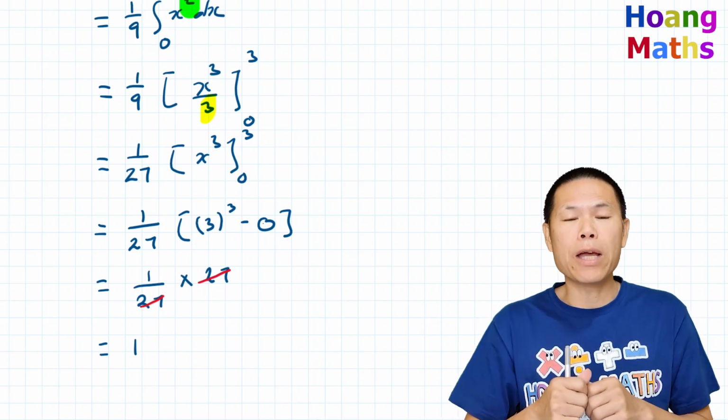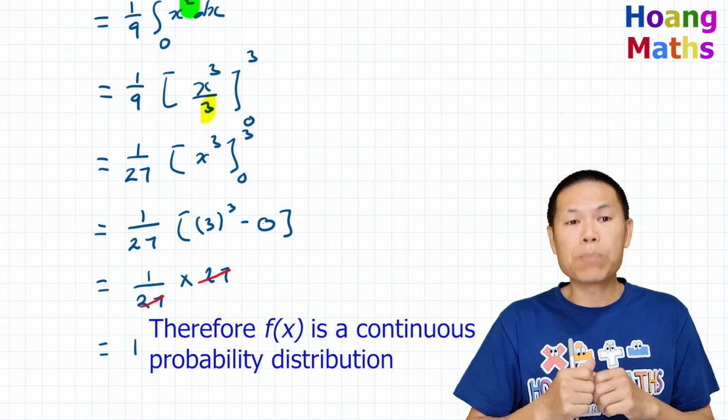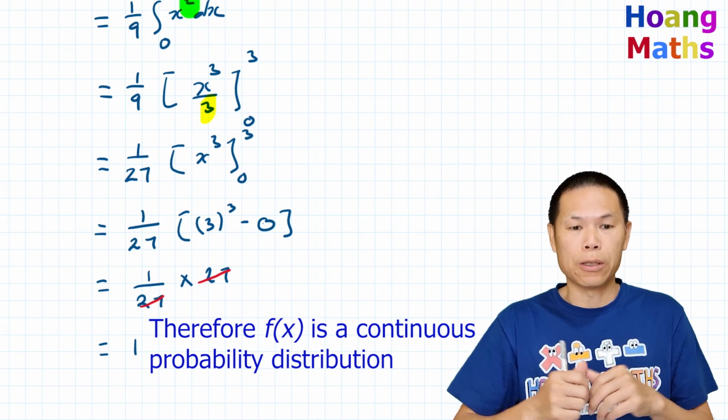And since the area is equal to 1, therefore it is a continuous probability distribution.